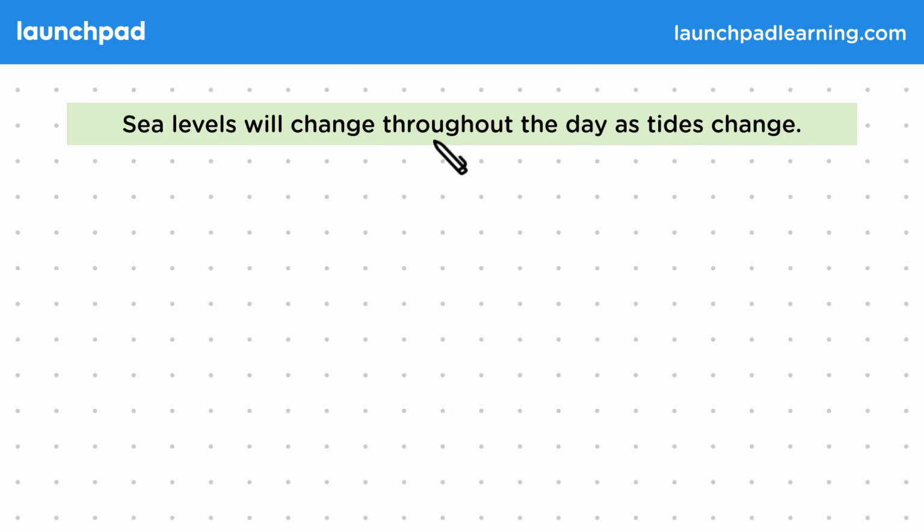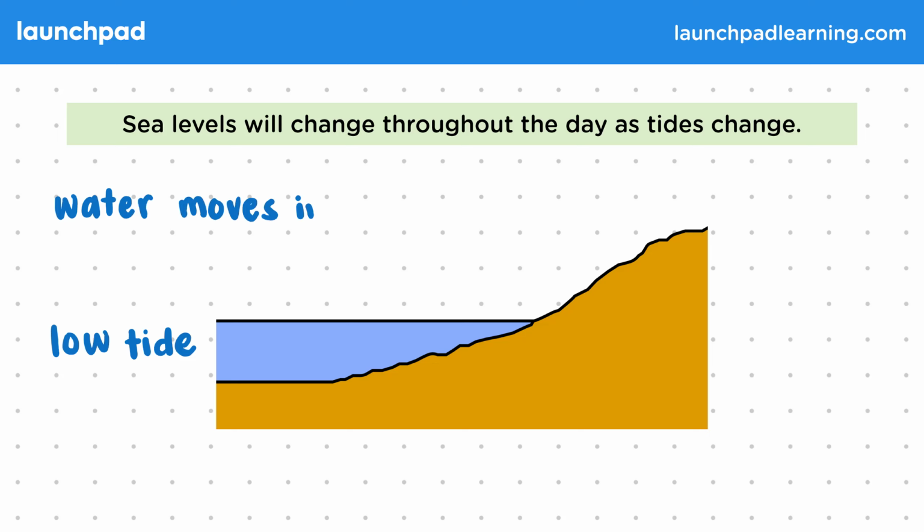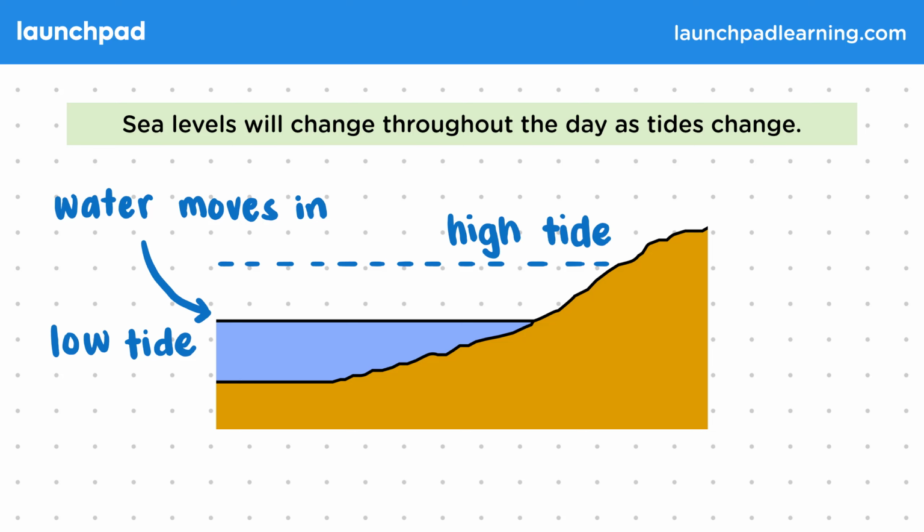Sea levels will change throughout the day as tides change. So tides change throughout the day as the moon and the sun move around the Earth as it rotates. The gravitational force causes everything on Earth to be pulled towards them, including the sea. And this is what causes low and high tides.